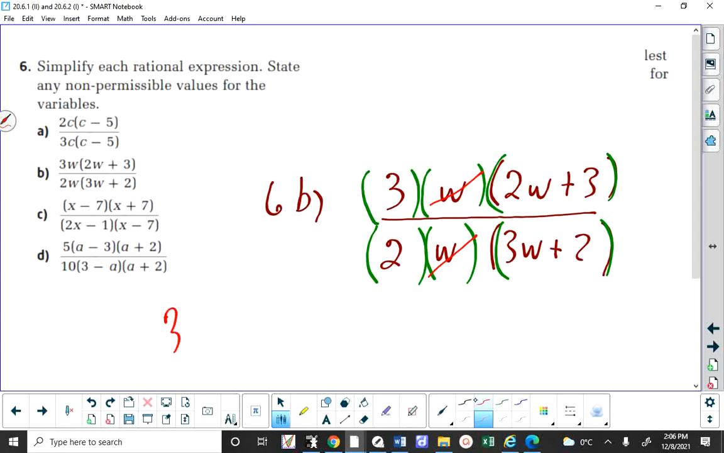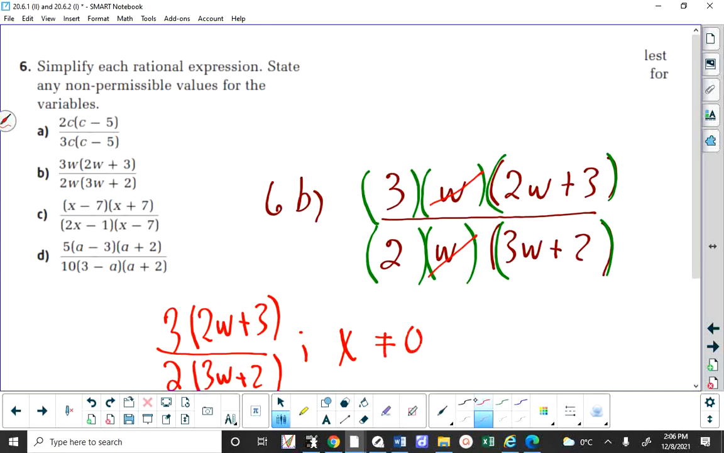By the way, your non-permissible values here, well, let me write the solution. The answer is 3 times 2w plus 3 over 2 times 3w plus 2. And the non-permissible values can be written as x cannot equal 0. Well, not x, I suppose. w cannot equal 0 because of this factor, and w cannot equal negative 2/3 because of that factor.